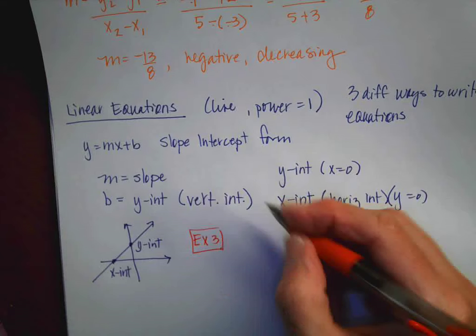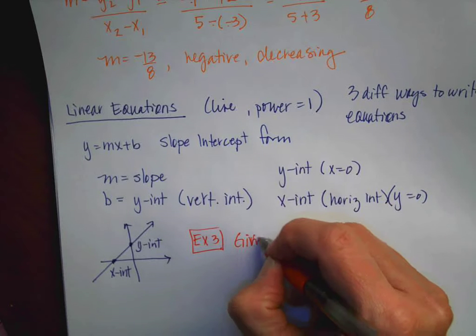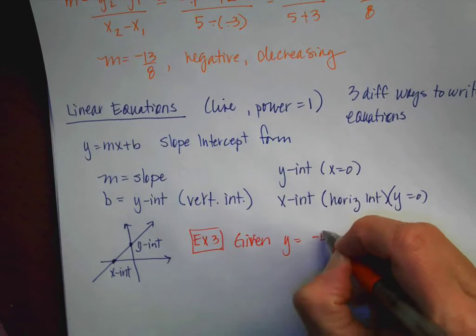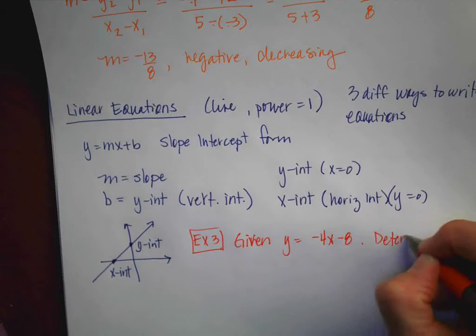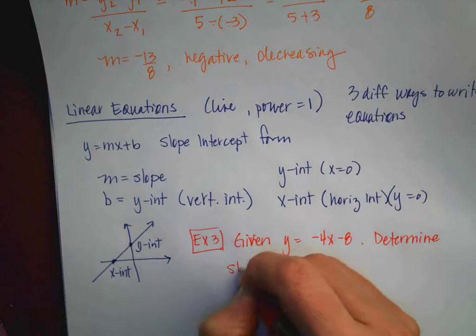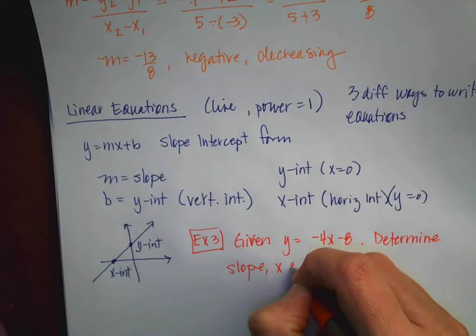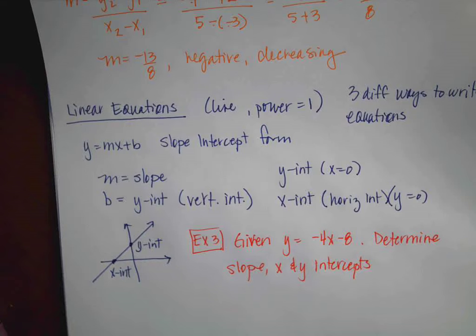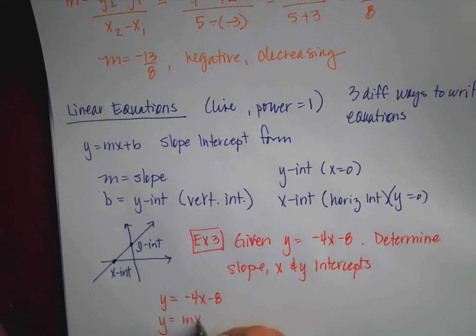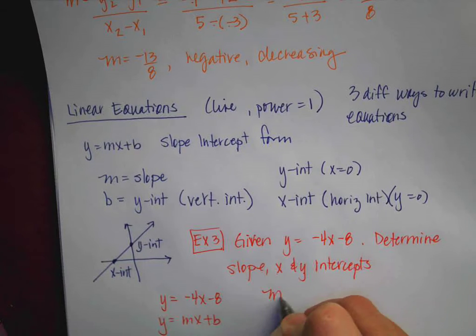All right, so let's do our next example. Example number 3, we're going to be given y is equal to a negative 4x minus 8. I want to determine the slope, the x and y intercepts. And again, this particular book calls it horizontal and vertical. So my equation is y equals a negative 4x minus 8, and I have y equals mx plus b.